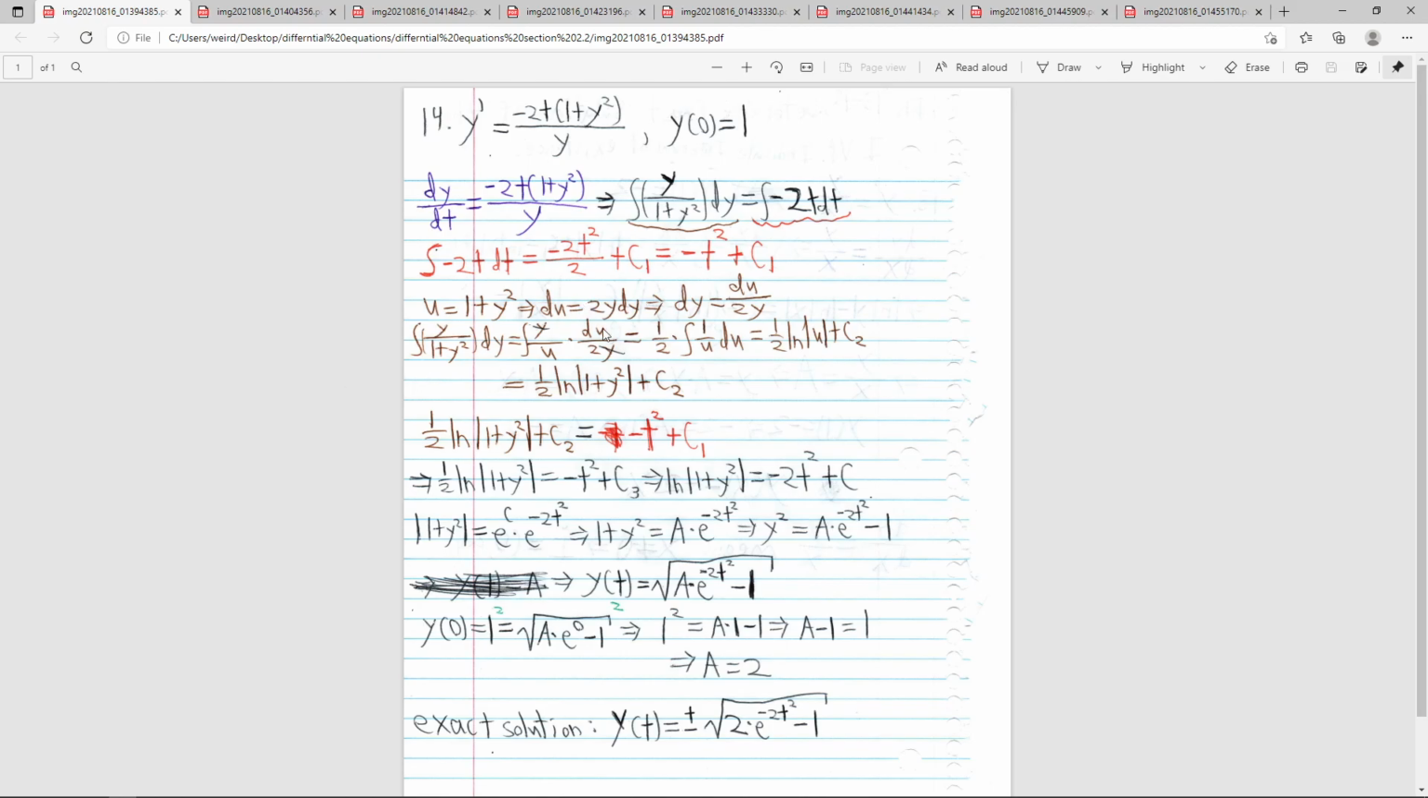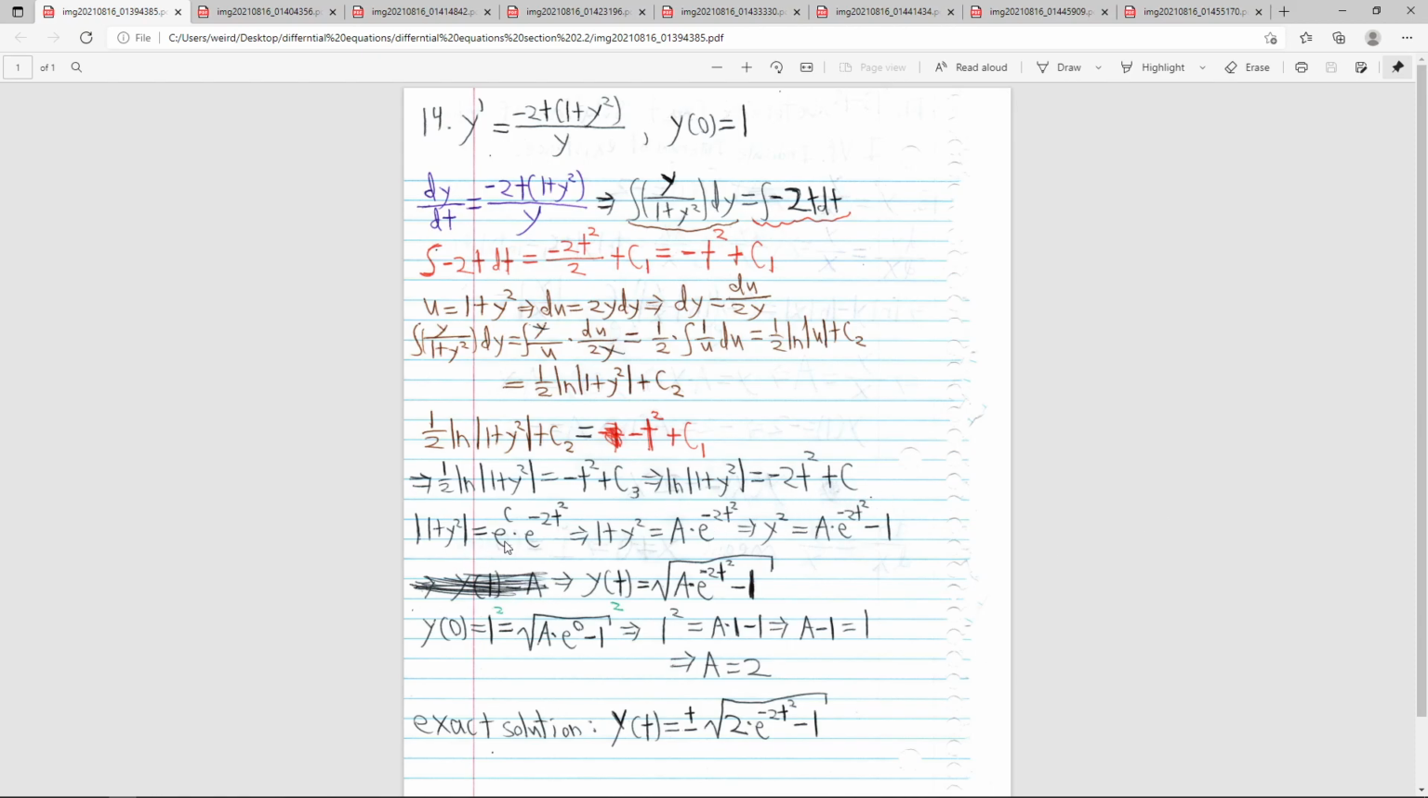So 1 plus y squared, and then you go through the process. I think it's neatly detailed. So 1/2 ln 1 plus y squared plus c2. And we simplify. c3 is c1 minus c2. Then I multiplied everything by 2 to get rid of that 1/2. So it's ln 1 plus y squared equals negative 2t squared plus c, and c is 2 times c3. These are all constants.